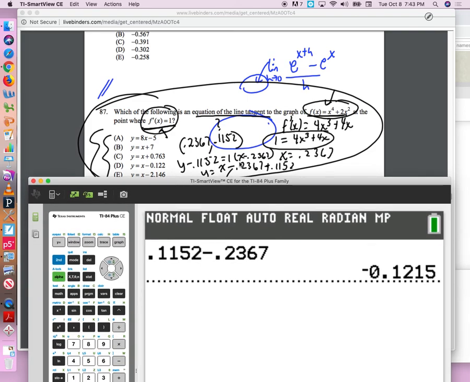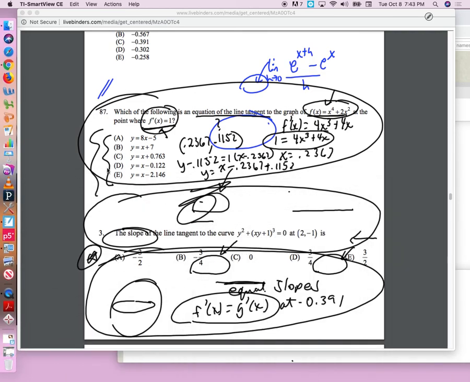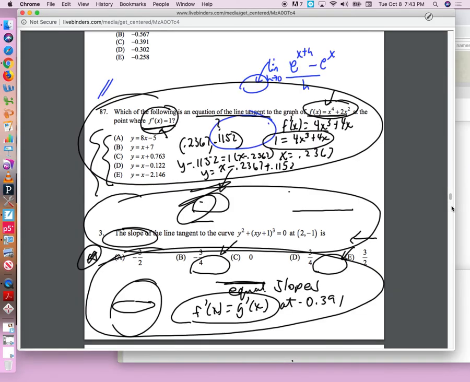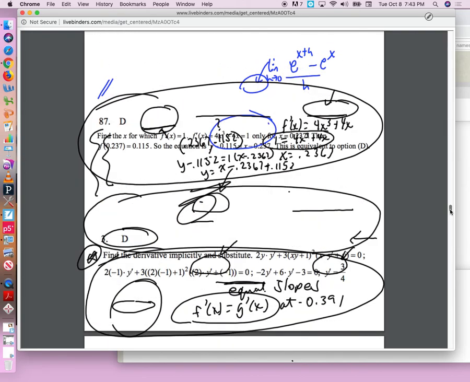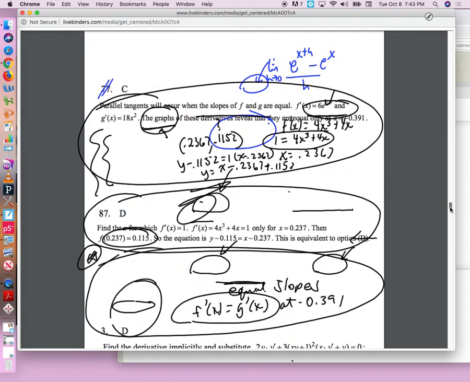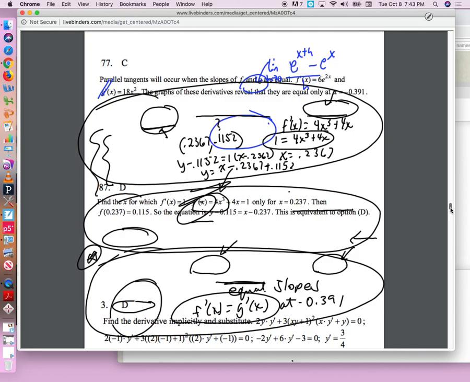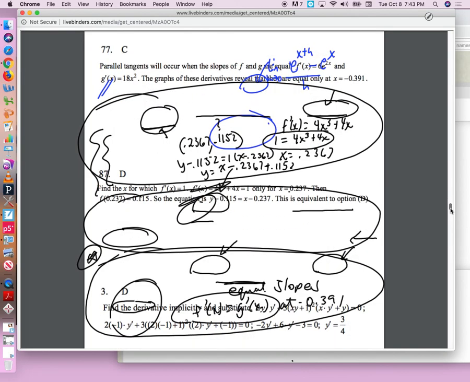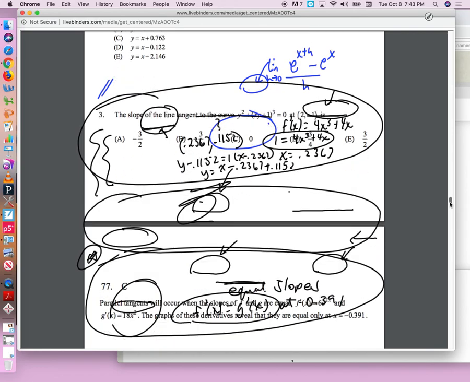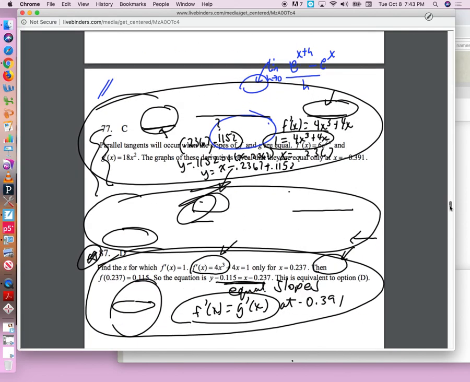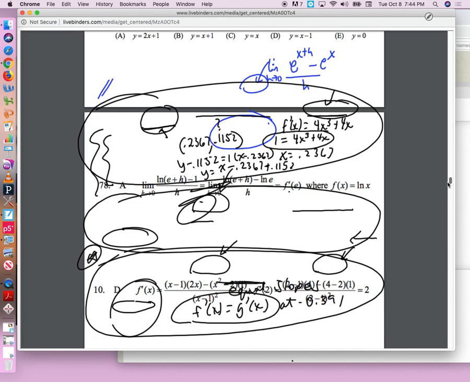It's negative 0.122. And we can check the answer, because you can just scroll right down underneath it and look for the answer of those three problems. So let's look at 87 is D. I know it's hard to see in that writing, but you can look at it. And did we get D? Yeah. All right, so that's how you can use your calculator.